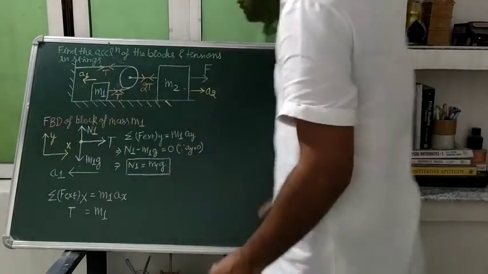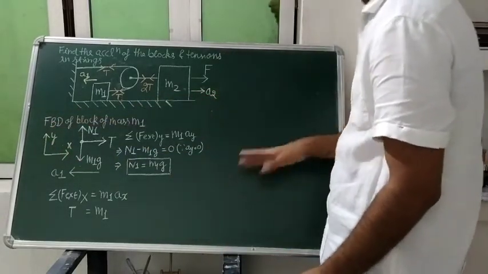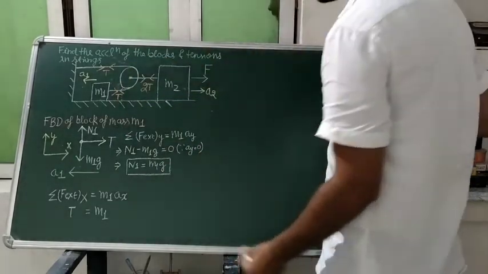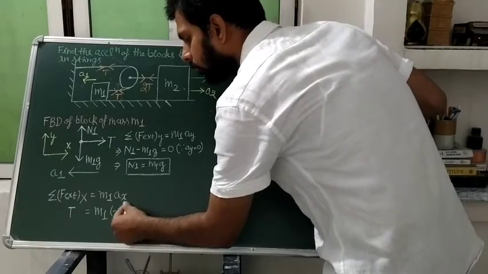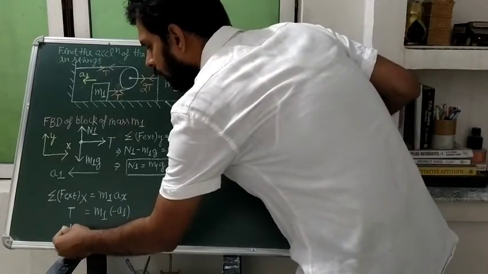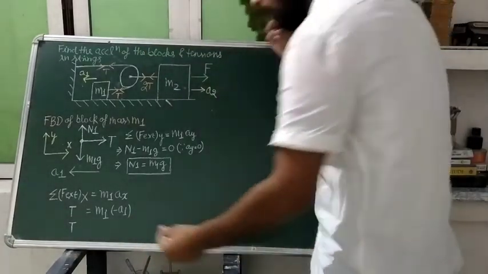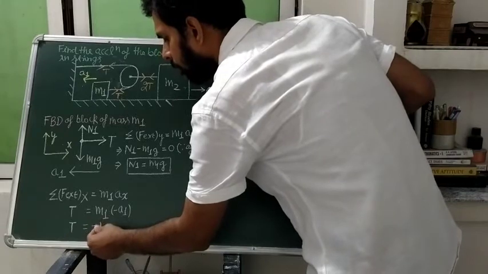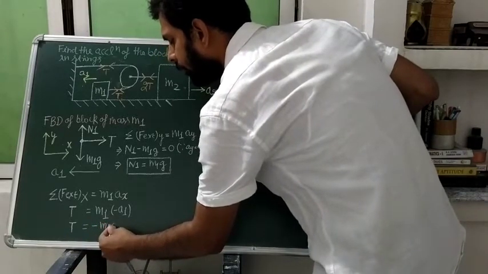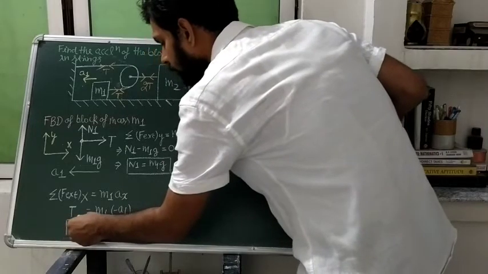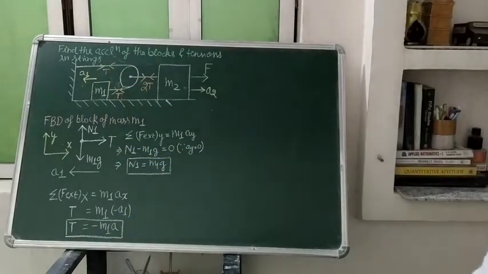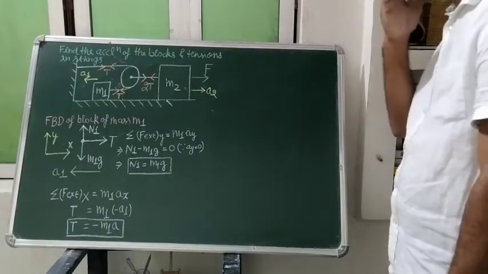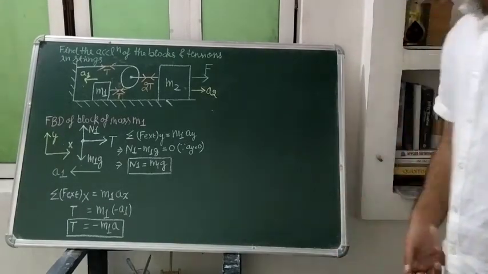So acceleration is a1, but student, the acceleration is along the negative x-axis. So here what will you get? It will become minus a1. The negative sign only tells you the direction. So it will become T equals minus m1 times a1. Okay. This is from the free body diagram of block m1. You can write it up here.